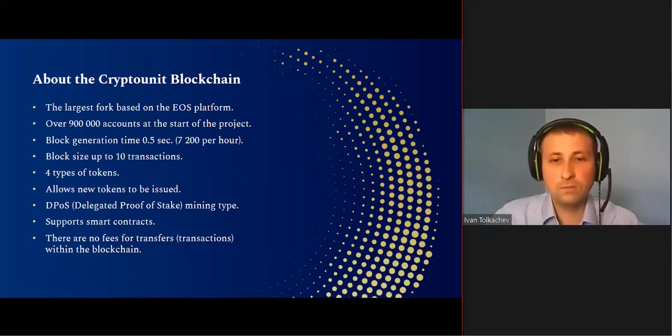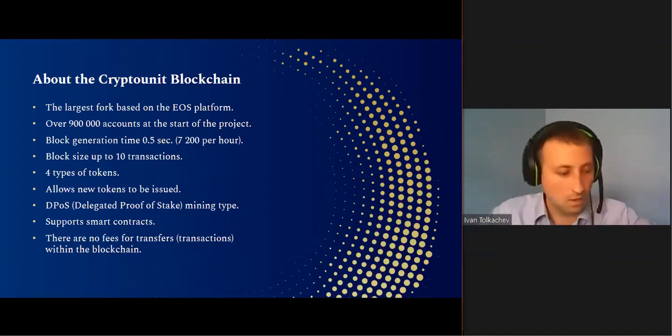And Cryptounit blockchain, as it is a fork of EOS, actually absorbed all the best features from its predecessor, including the speed. And to date, the Cryptounit blockchain is the largest fork, as it started with over 900,000 accounts when it was launched. And naturally, it enjoys a lot of benefits and advantages compared to others.